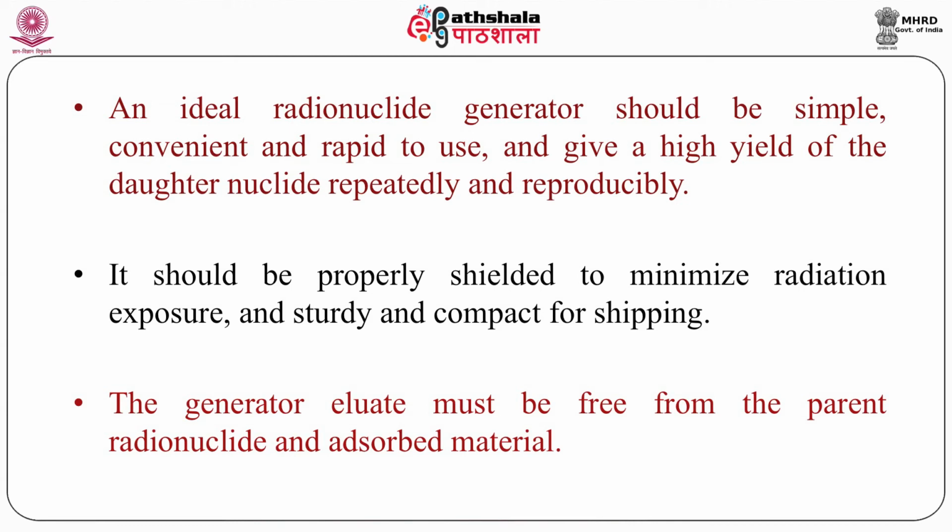It should be properly shielded to minimize the radiation exposure and sturdy and compact for shipping. Definitely when it is going from one place to another place, we have to see to it that it is sturdy, and already the alumina column in which molybdenum is absorbed is in the lead container, and finally you have to shield it in a proper way so that you can transport it to the place where the elution finally takes place. The generator eluate must be free from the parent radionuclide and absorbed material.